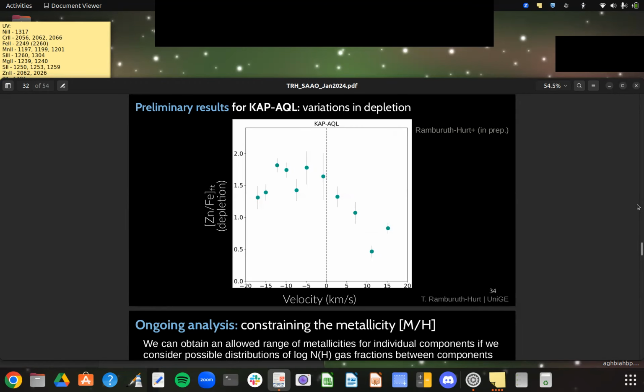Okay, so for this target, we were able to measure the amount of depletion for individual components along the line of sight against its velocity. And so the preliminary result that we see here is that we do see variations in depletion. So you can see there's quite high depletion and quite low depletion just along this one line of sight. But again, whether this implies a variation in the metallicity is still not super clear.